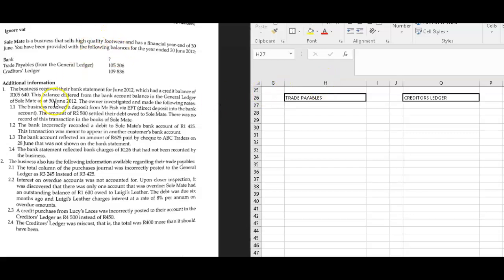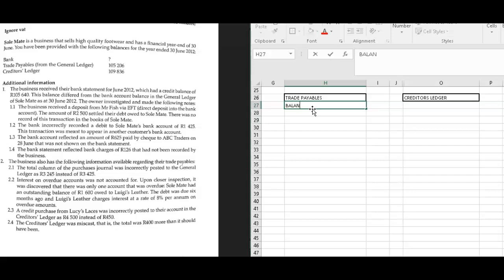Now this question says we must only look at 2 when doing the creditors recon. So we're going to look at 2. So 2.1, the total column of the purchases journal was incorrectly posted to the general ledger as 3,245 instead of 3,425. So if you work out the difference over there, you will get, okay, wait, firstly, before we do this, we have to bring down the balances. Trade payables is 105,206. So let's bring it down.